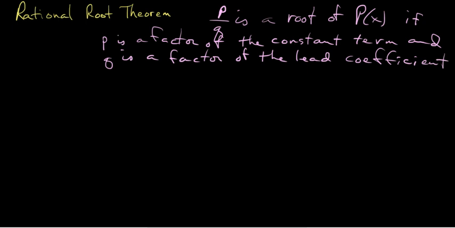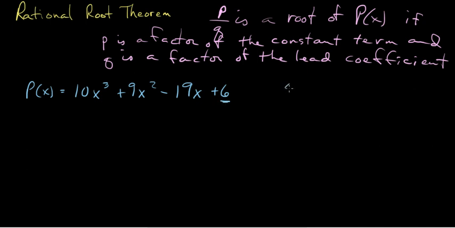Well, let's make it simple by finding an example. You've got P of x equals 10x to the third plus 9x squared minus 19x plus 6. So what we're going to look at is, remember, p has to be a factor of the constant term. So this is your constant term.